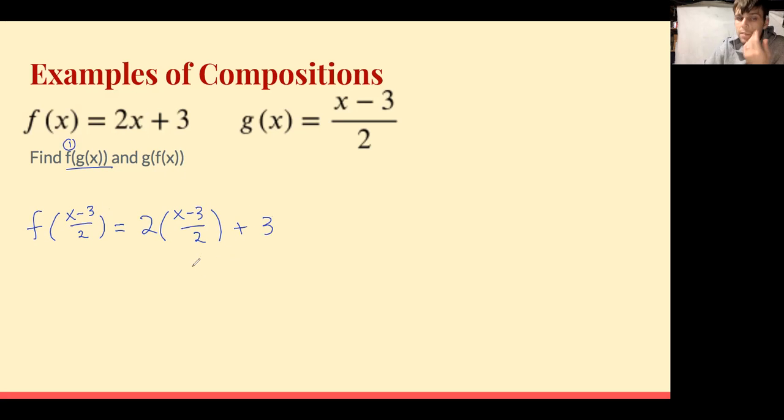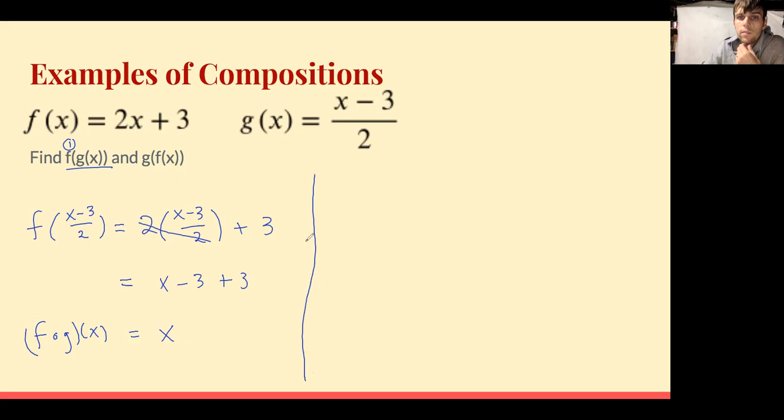All right, so actually I'm seeing a little bit of simplifying here. These 2's will cancel. So I end up with simply x minus 3 plus 3. Minus 3 plus 3, this ends up being x. So my first composition, f of g of x, is just x. Simplifies quite nicely. That would signify something special to us if we remember about inverse functions, but that's for next chapter as well.